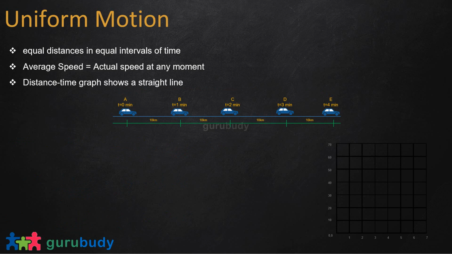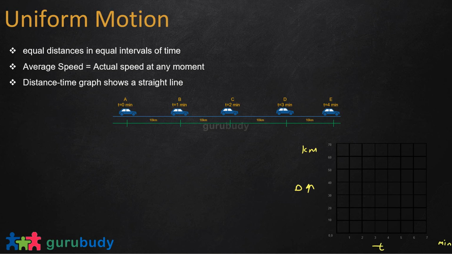Another characteristic of uniform motion I want to talk about in this video lecture is the distance-time graph. In this lecture we will briefly talk about it, and in the subsequent videos we will discuss in more detail what these graphs are and what we can calculate from them. But here I want to give a glimpse and show you one of the characteristics of uniform motion. In a distance-time graph, this axis is distance in kilometers, and this is time in minutes.